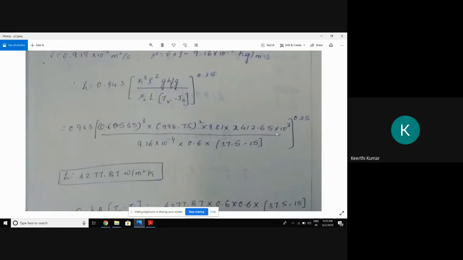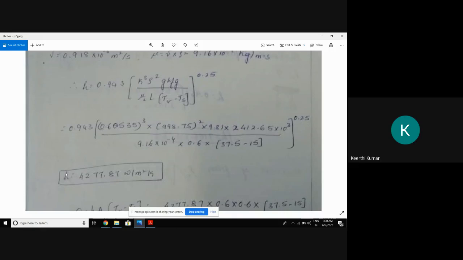Check out here, all the values are known, I guess. K cube is known, K is known, rho is known, G is known, HFG is known, mu of liquid is known, L is 0.6, TV is known, TS is known. All the values are known. Get the value of H. Simplify very carefully. The boiling and condensation chapter is very simple. The only thing you will make mistakes in is the calculation part. Simplify slowly, so many variables will come. Simplify that and get the value of H.